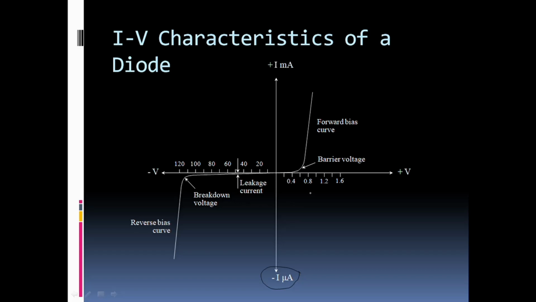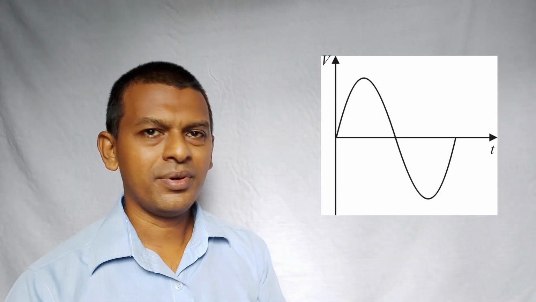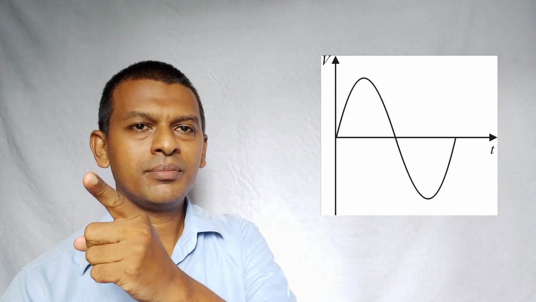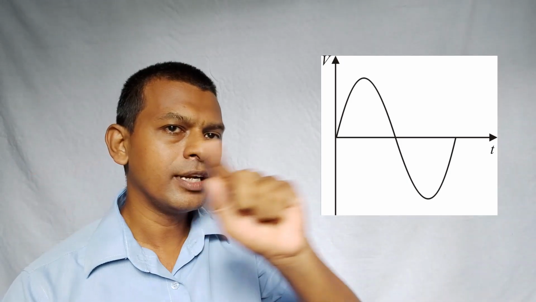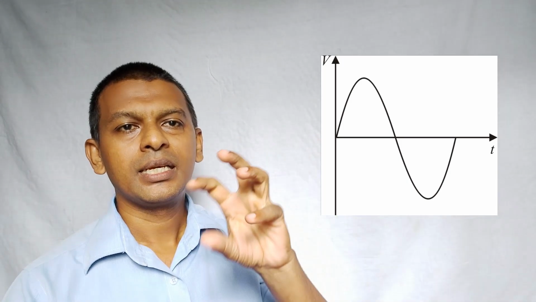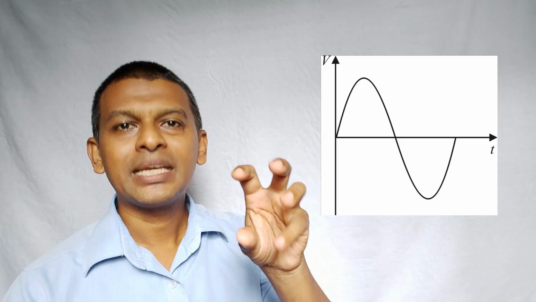Then we can think of a diode as a valve for the current. It allows current to flow in a single direction and restricts the flow of current in the opposite direction. Now we can use this property of a diode in the rectification process. In alternating current, current flows in a certain direction in one half cycle and in the other direction in the other half cycle. This is the property we are going to use in the rectification.